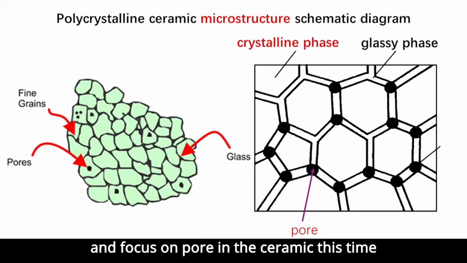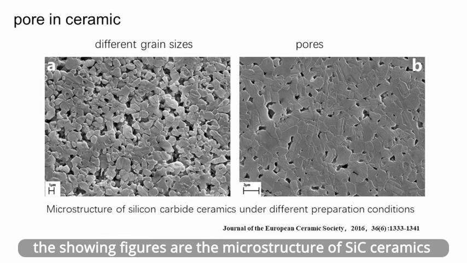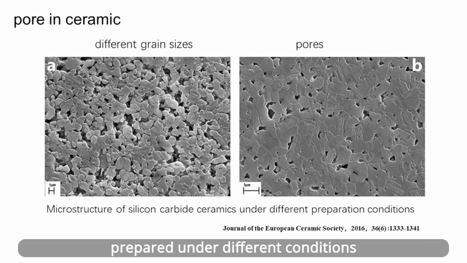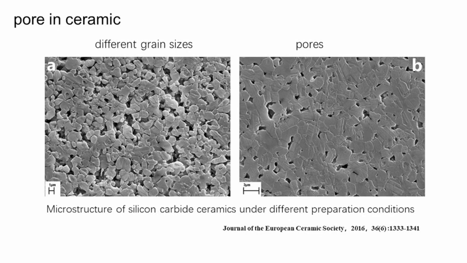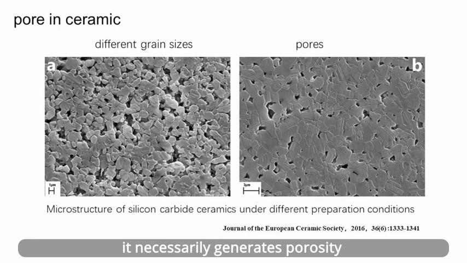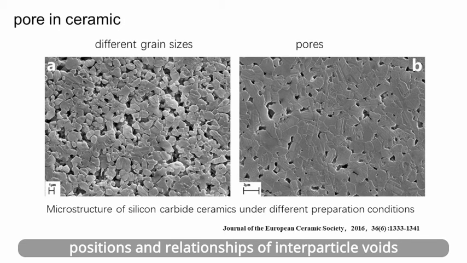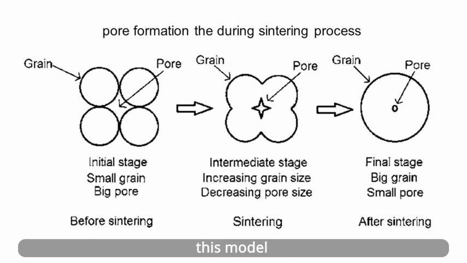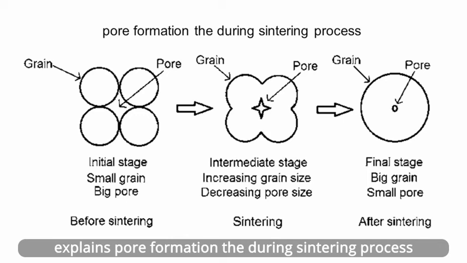Again, we review this diagram and focus on the pores in the ceramics this time. Let's see the real pores in a typical ceramic. The showing figure is the microstructure of silicon carbide ceramic, prepared under different conditions. The pores exist in both samples, obviously. At the same time, we can see the porosity of each sample is different. It necessarily generates porosity by fixing in 3 dimensions the positions and relations of interparticle voids. This model explains pore formation during the sintering process.